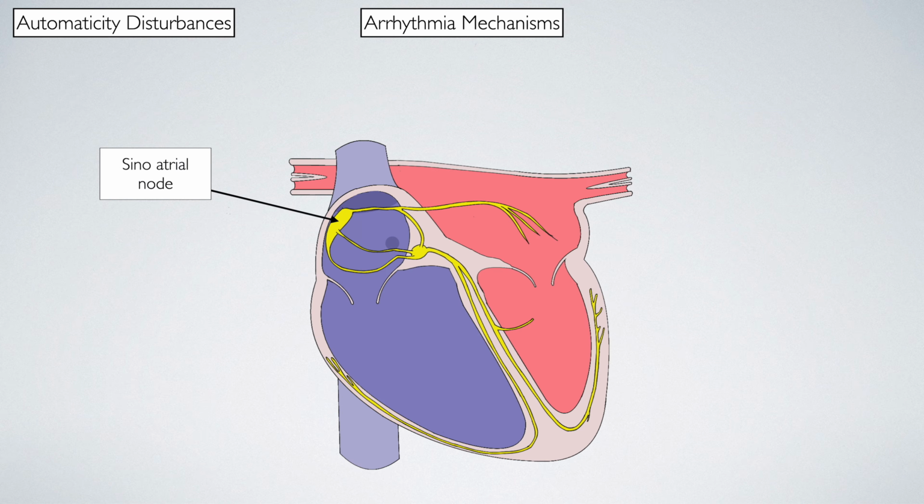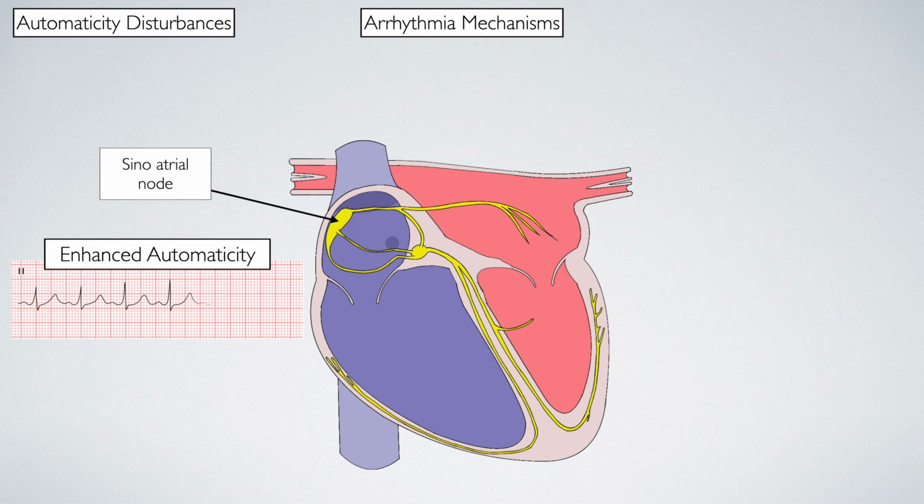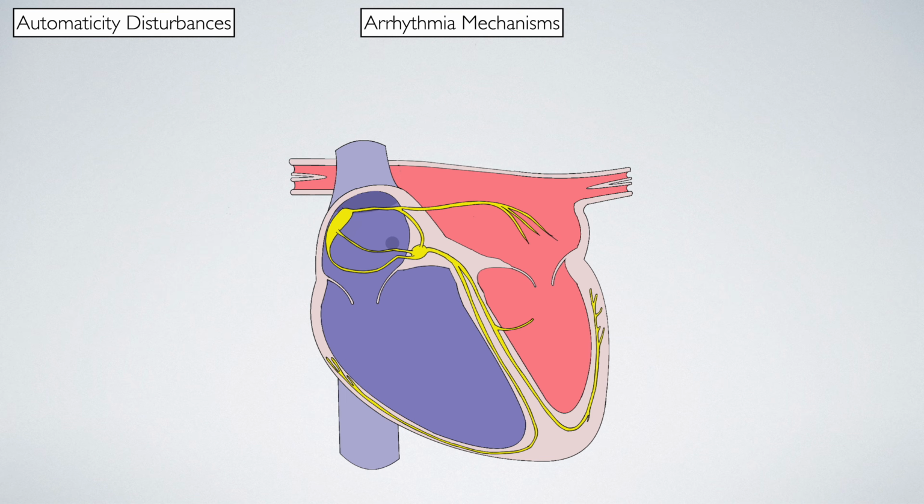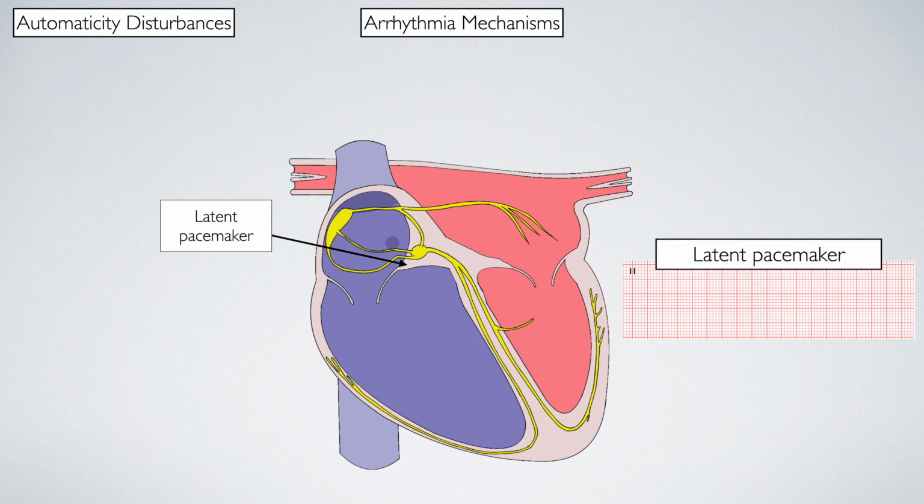Automaticity can be enhanced, where the sinoatrial node produces more impulses, or it can be reduced, where fewer impulses are generated. Alternatively, latent pacemakers, most commonly around the atrioventricular node, can become the dominant pacemaker. These have an intrinsic rate of around 40 to 60 beats per minute.